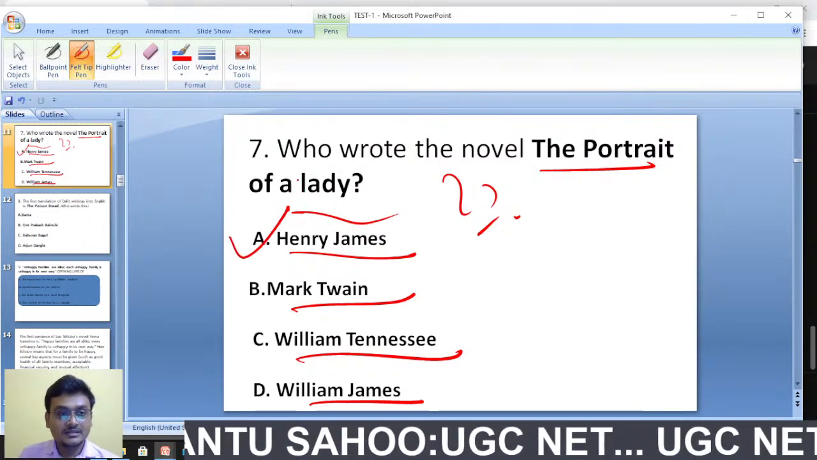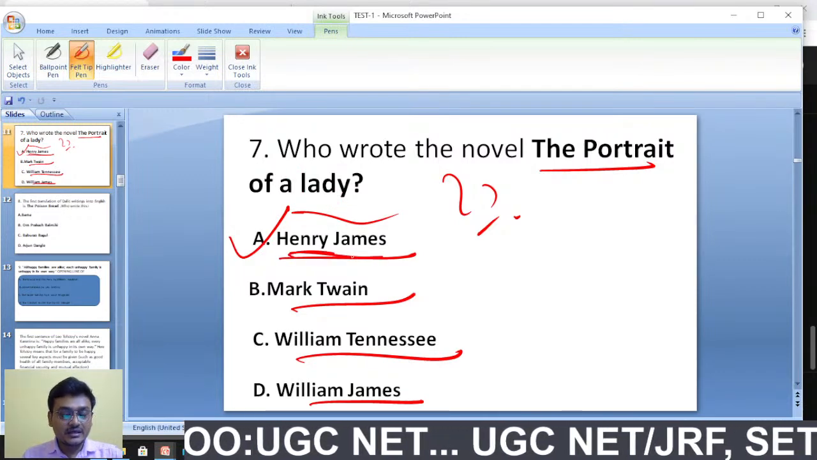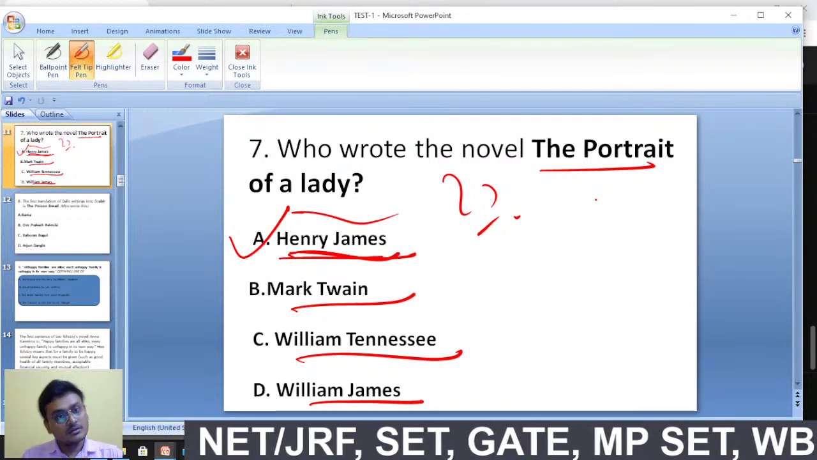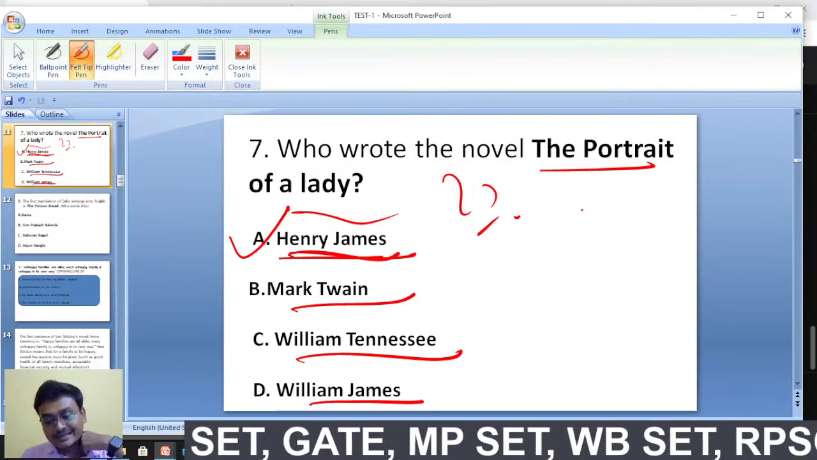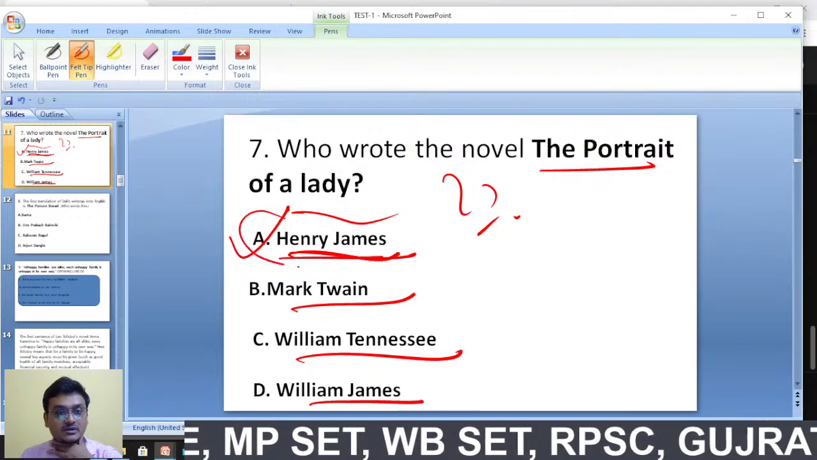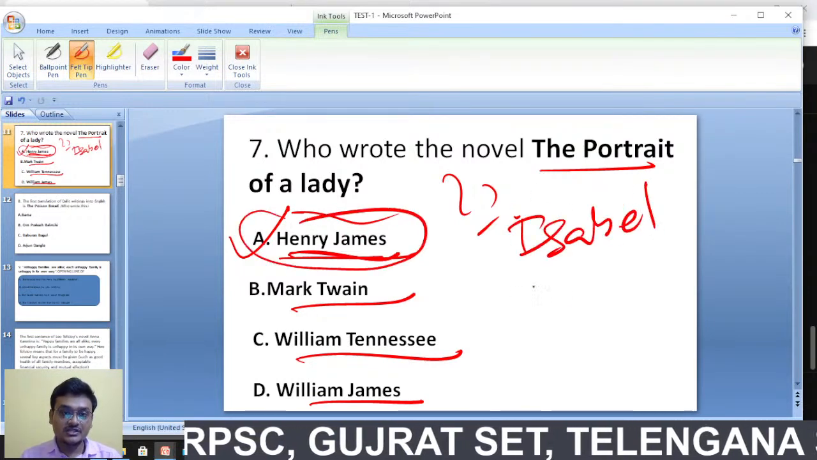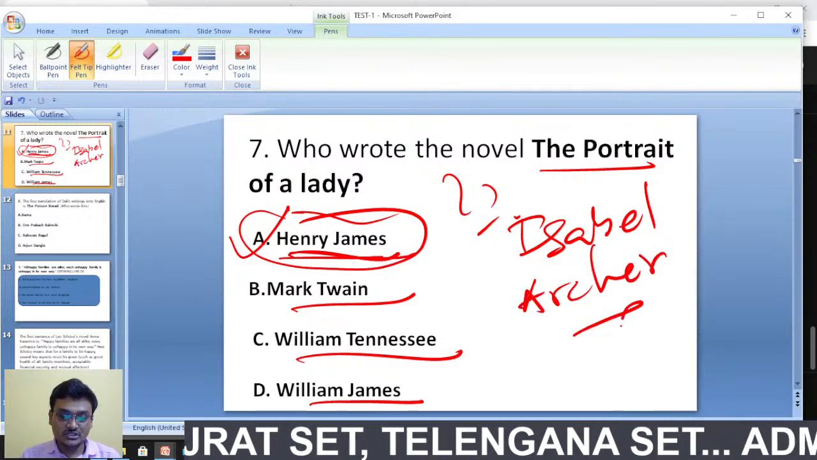Who wrote the novel The Portrait of a Lady? Here, Henry James. Henry James actually. And who is the protagonist of this novel? That is Henry James. Okay. Now who is the protagonist of this novel? It's Isabel Archer. Isabel Archer is the protagonist of this novel.